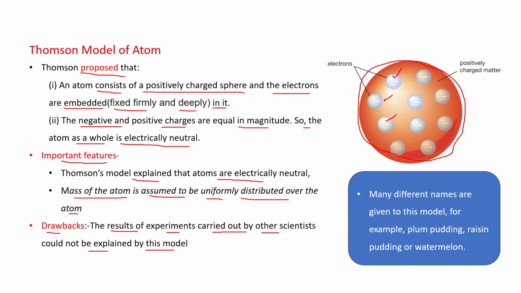This model is also identified by different names. For example, it is also known as the plum pudding model or raisin pudding model or watermelon model. Pudding means sweet dish, and I think watermelon you are familiar with. The red part of the watermelon is the positive sphere, and the seeds which are embedded in it are like electrons.